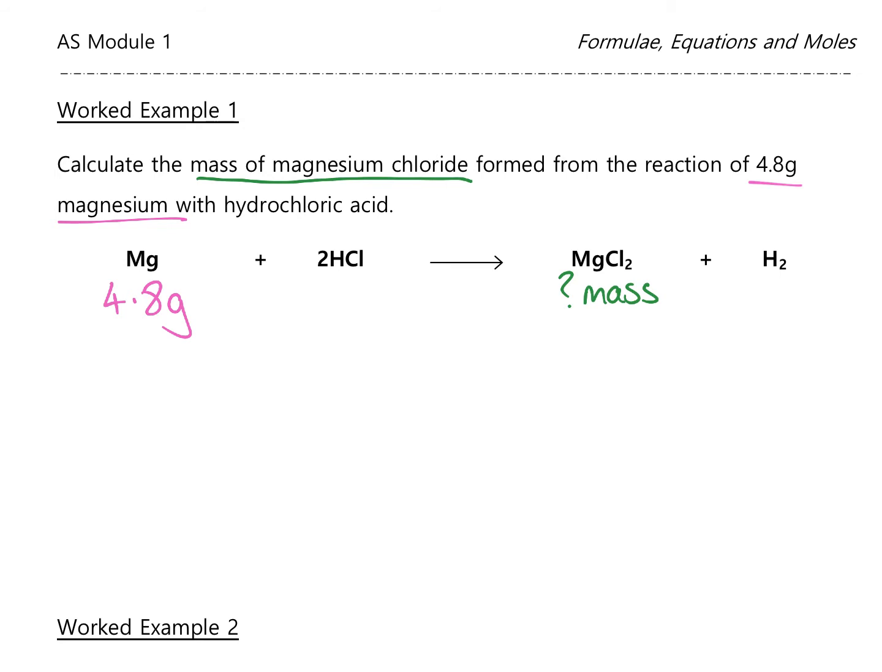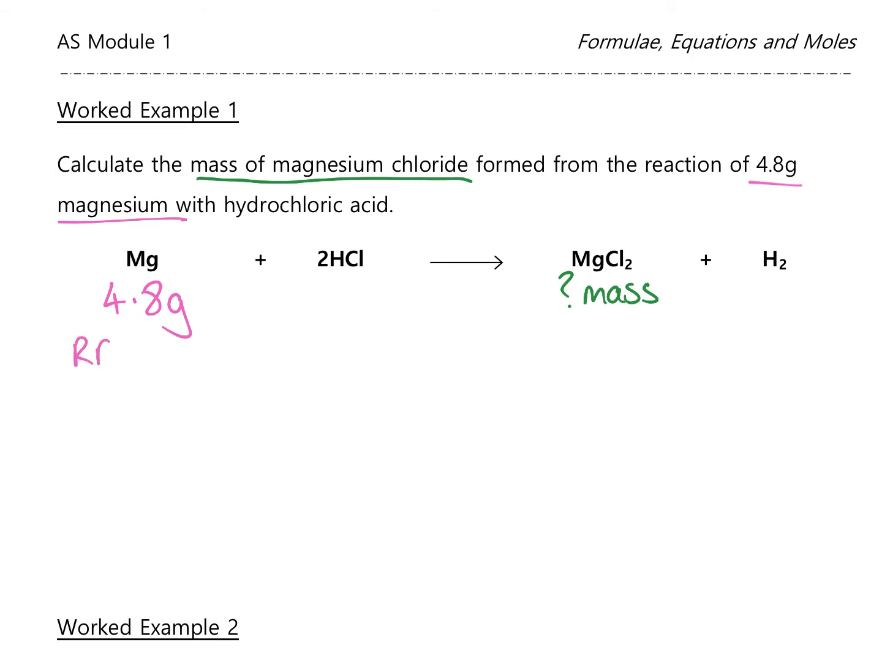So these are the two things that I'm going to be working with. These are the two things that I'll need the RFM of, because when I'm working out the number of moles, I need the RFM for my equation, and then when I convert that back to mass, I'll need the RFM of this thing. So I'd encourage you to work this out at this stage of the equation so that you're not fumbling around by the time you get halfway through your calculation working out your RFM.